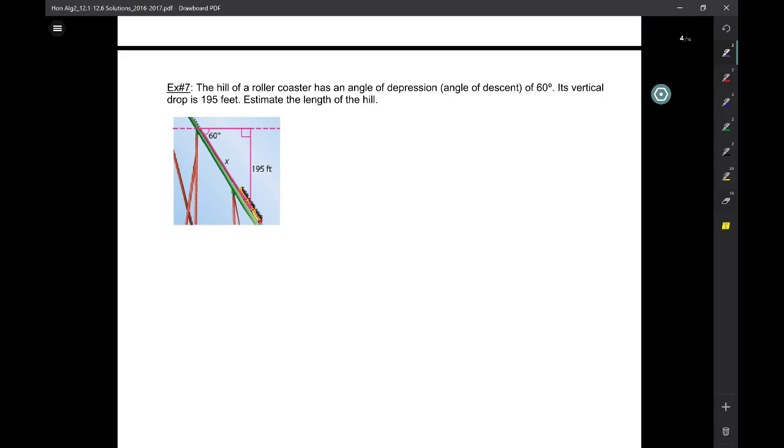So which ratio am I going to use? Sine, cosine, tangent, secant, cosecant, cotangent? Okay, sine works because we've got the opposite and the hypotenuse. So sine of 60 over X. So now what? Multiply both sides by X. Exactly.